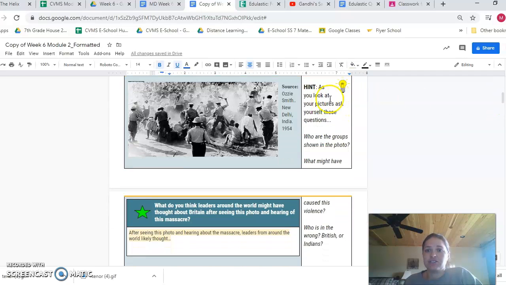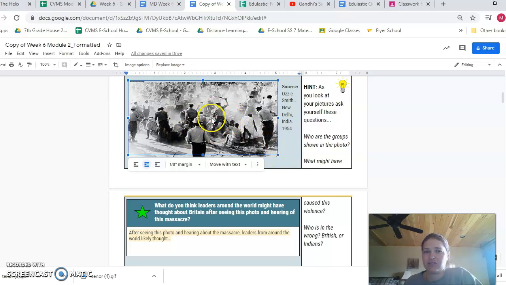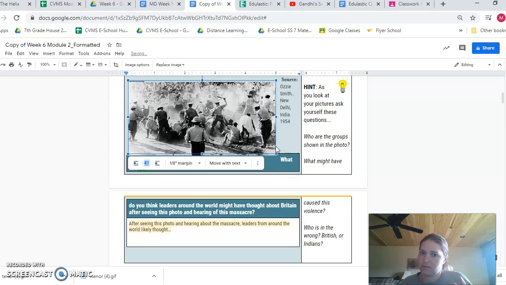So when you analyze, you should be thinking about questions like, who are the groups shown in this photo? What might have caused this violence? Who is in the wrong, the British or the Indians? If that's too small and you can't see it, you can blow it up. Just know that might mess with some of the formatting, but you can also make it bigger, or you can also make it smaller.